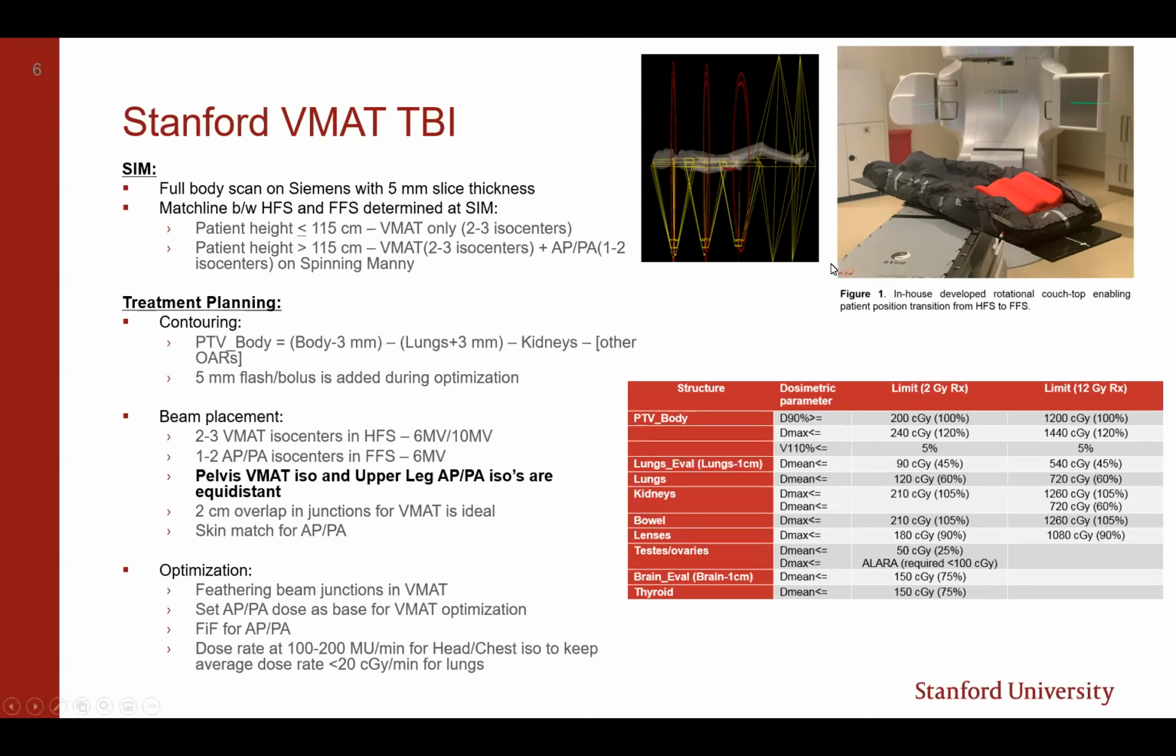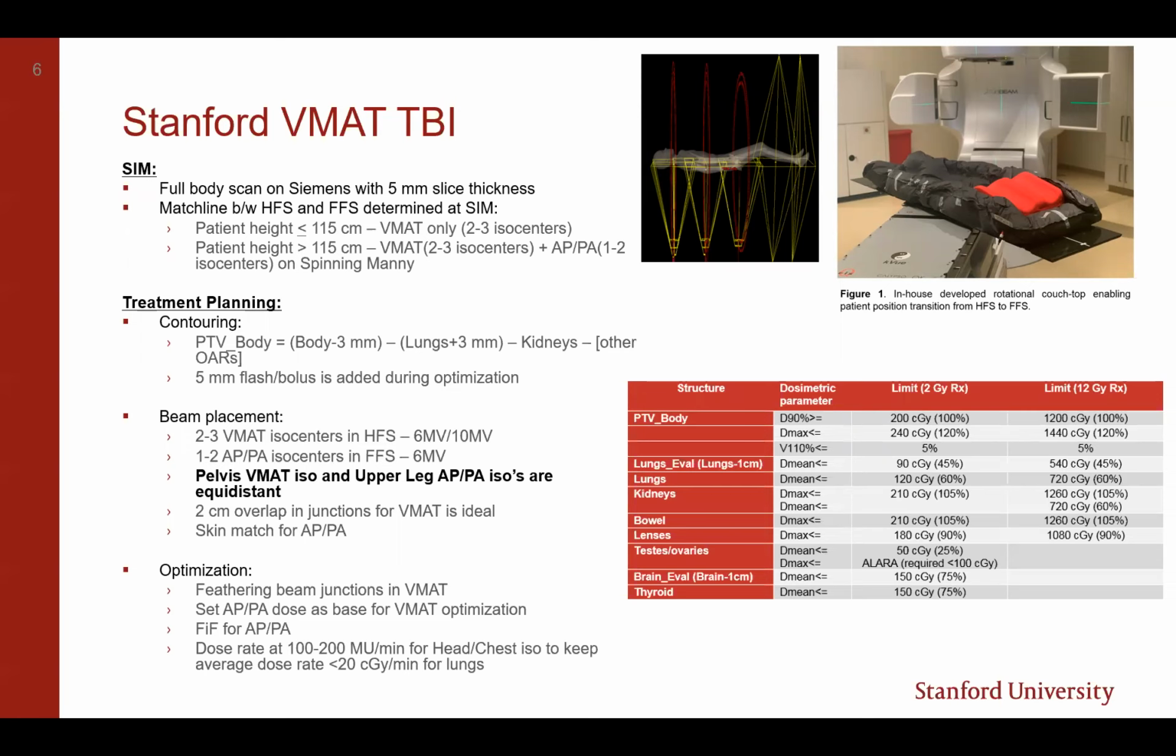And how we actually do it, I know the slide looks busy, but there's a couple of different steps we go through to treat patients with this technique. At simulation, we acquire a full body CT scan of the patient with 5mm slice thickness. And at the time of simulation, we need to determine if we need to treat this patient with only VMAT or both VMAT and APPA. The reason being is there's a limitation on the maximum longitudinal extent of the couch.